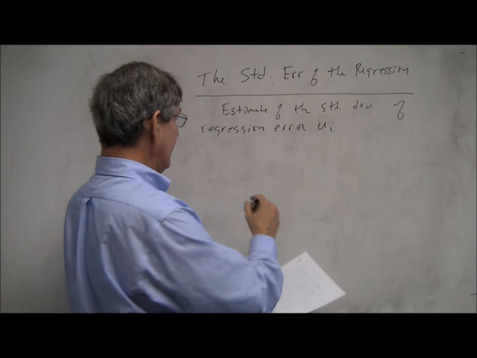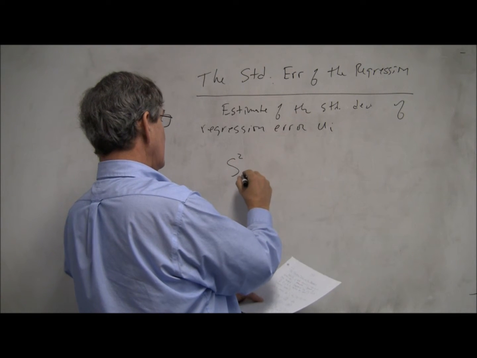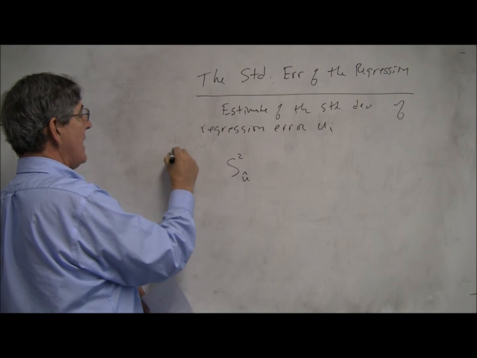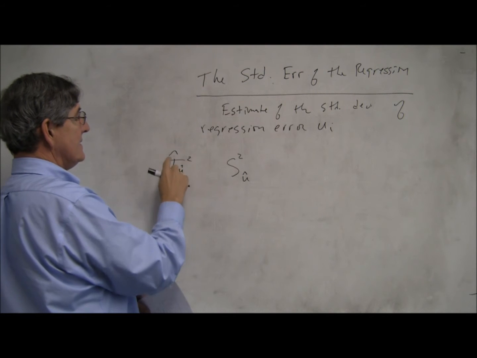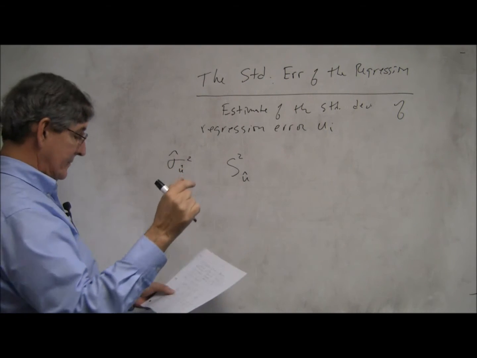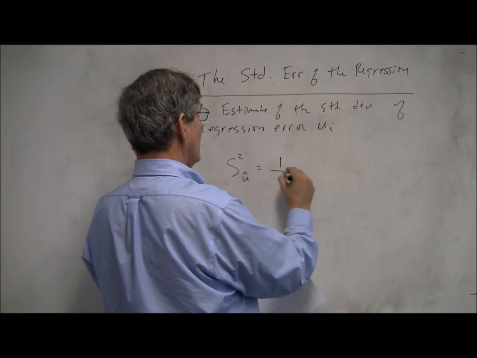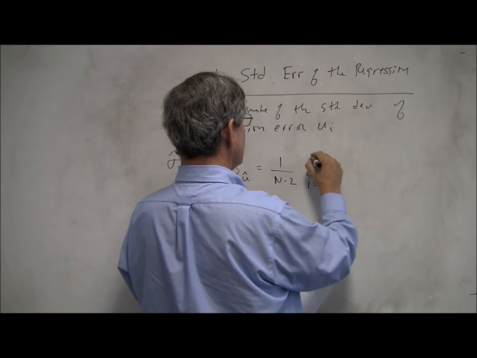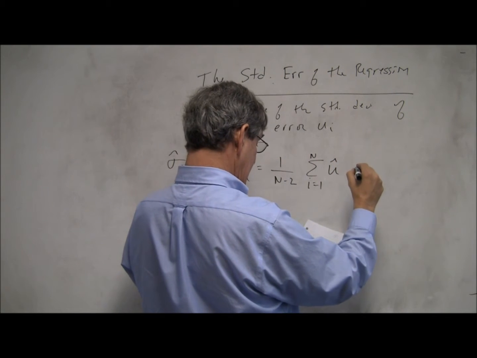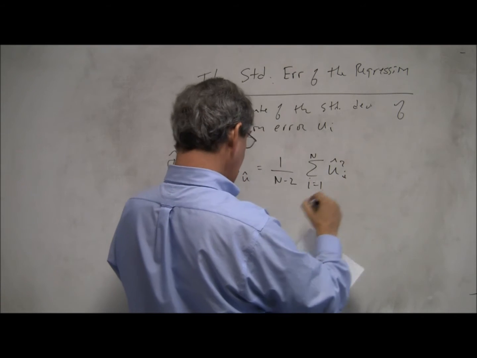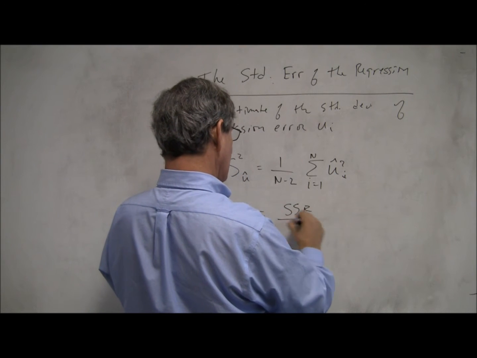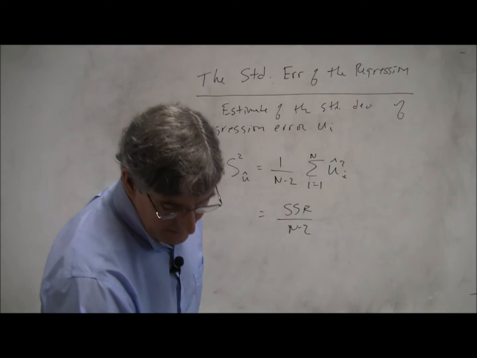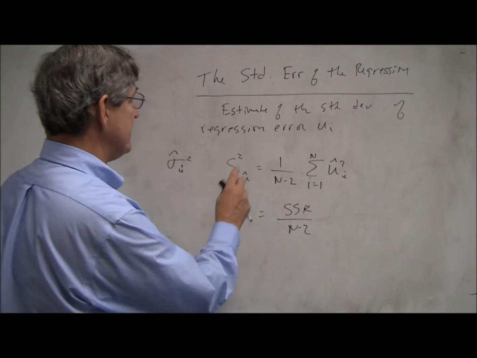So what we can do is say S squared of u hat, which I would be tempted to call sigma hat squared of u hat, the estimated error variance from u hat, is equal to 1 over n minus 2 times the sum from i equals 1 to n of the u hat i squared. That is the sum of squared residuals over n minus 2. I'm just turning that sum of squares into an estimated variance. Then the standard error of the regression is just the square root of that.